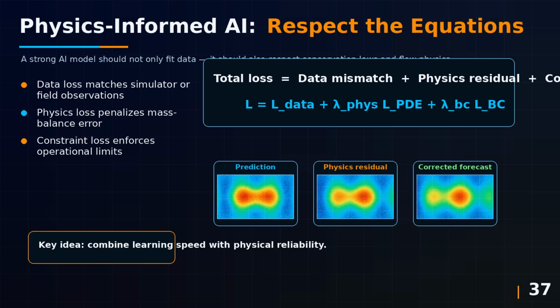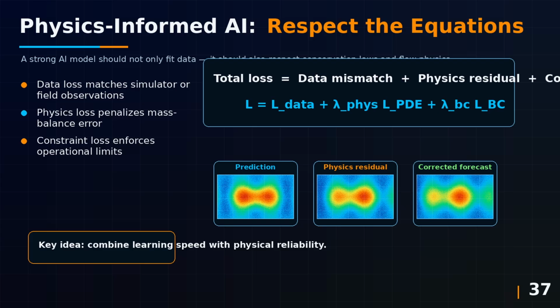This is important because pure data-driven models can produce outputs that look visually reasonable but violate mass balance or pressure constraints. For example, an AI model may predict a nice CO₂ plume shape, but if the total CO₂ mass is wrong, the prediction is physically unacceptable. Physics-informed learning adds penalties or structures that help the model stay closer to physical reality. However, physics-informed AI is not magic.